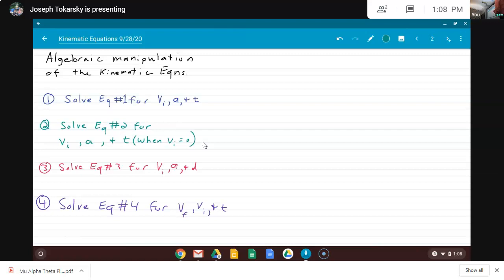Solve this one for vi, a, and t. Solve this one for vi, a, and t when vi equals 0. This one's vi, a, and d, and this one's vi and t. Okay?